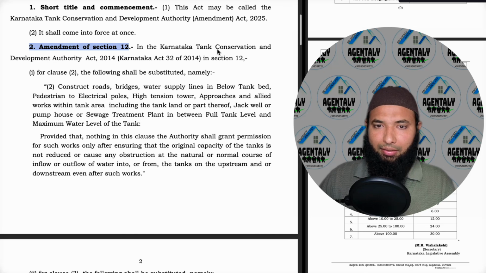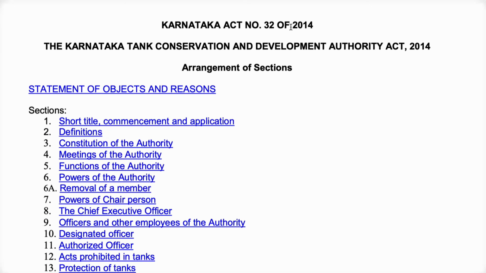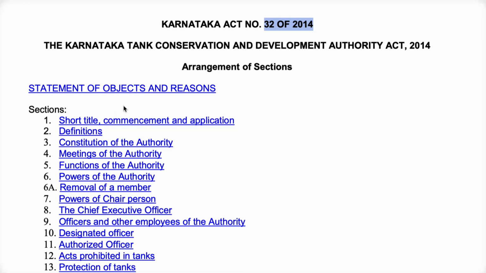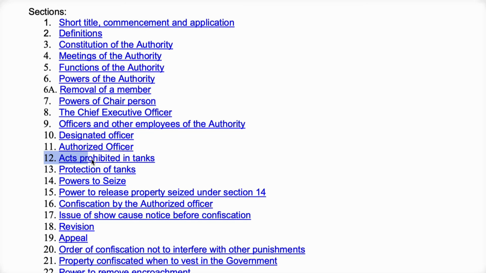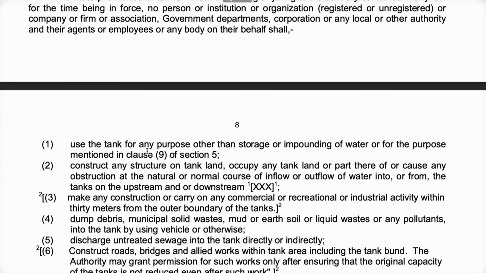In the Karnataka Tank Conservation and Development Authority Act 2014, Karnataka 32 of 14, in section 12. We have to refer to section 12. So let us open the 32 Act, which is the older Act than 33. In this section 12, let us see what is written. Acts prohibited in tanks.